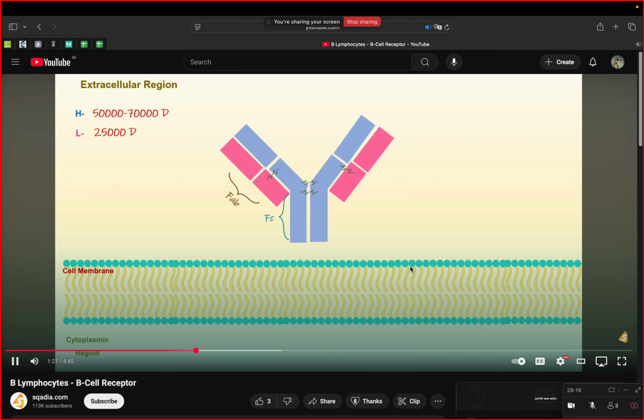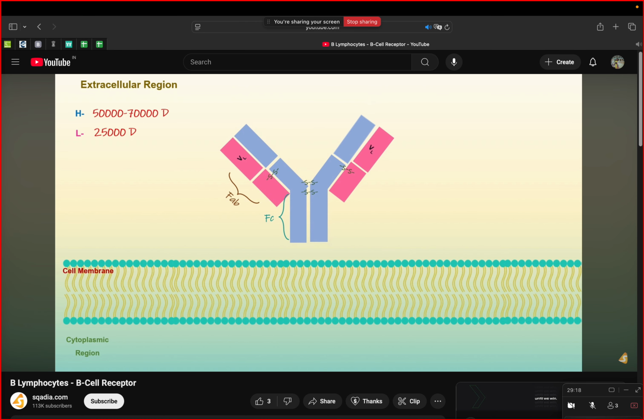Of equal size. This is the variable region of the light chain, denoted by VL. And this is the variable region of the heavy chain, denoted by VH. This is the constant region of the light chain, denoted by CL. And the constant region of the heavy chain is denoted as CH, which is further divided into CH1, CH2, and CH3.